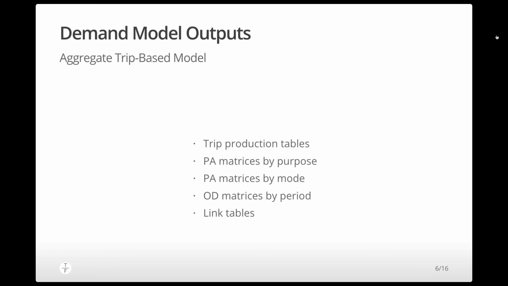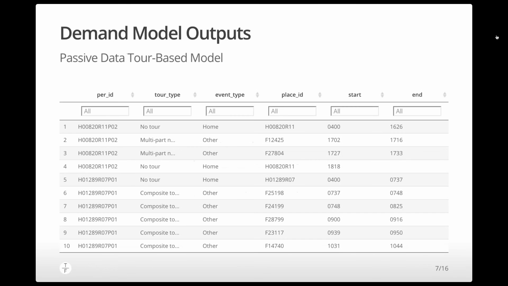The output from the demand model that feeds into the assignment model, though, is quite different than that we get from a trip-based model. These types of tables shown here in the slide, such as trip production tables or link tables or different types of matrices, are the outputs that we get from a typical four-step model. With this model, we get an output very similar to an activity-based model, where we get a tour table that details each person's travel diary, essentially, for a 24-hour or 48-hour period.